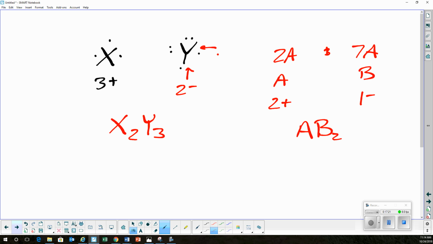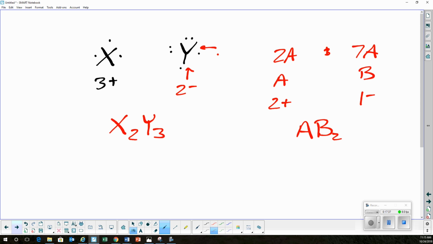Okay, be able to predict any charge of the element by its group number. We already went over that. So column 1A would be 1 plus. 2A would be 2 plus. 3A would be 3 plus. 4A would be plus or minus 4. That kind of thing going on.